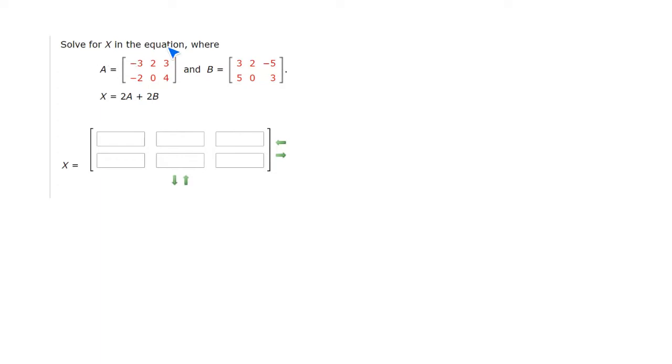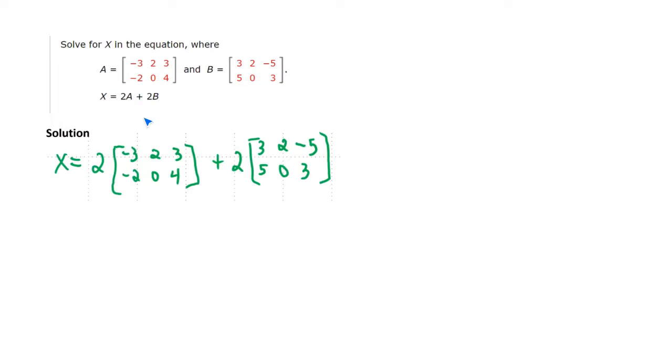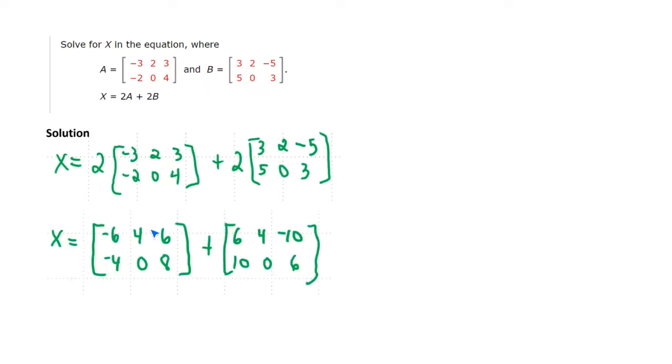It says solve for x in the equation where x is equal to 2a plus 2b. Here I have 2 times a, and 2 times b. The orders are the same, so I can multiply and I can add them. First we multiply 2 times -3, which is -6. 2 times everything in here is going to give me this matrix, and 2 times everything in here is going to give me this matrix. Now I can add them.